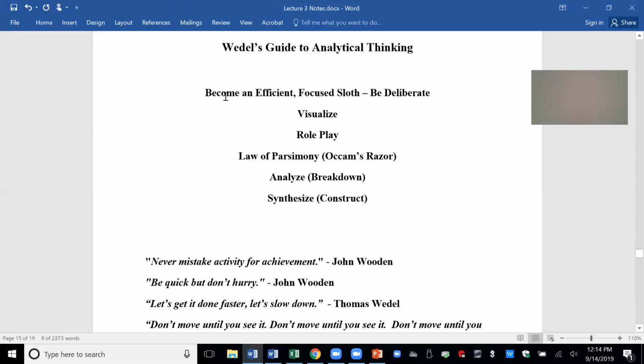Number 1, become an efficient, focused sloth. Be deliberate. Sloths get a bad rap. They're slow and stupid, and they didn't fare well in the evolutionary food chain. Well, I have great respect for sloths because I like their deliberateness. They waste no energy. They do nothing without a purpose.